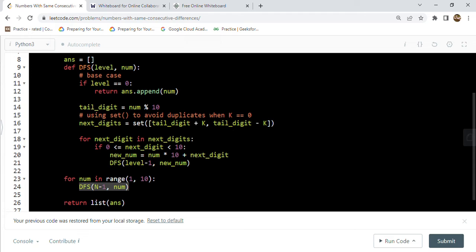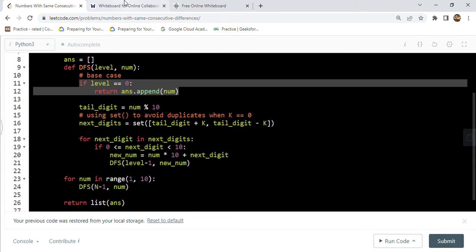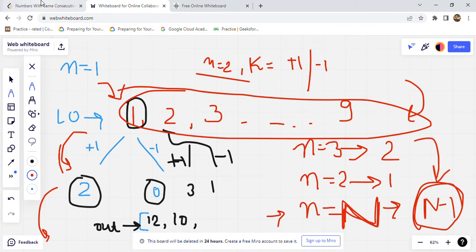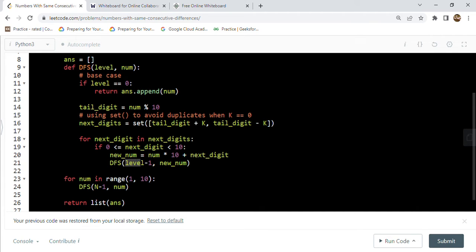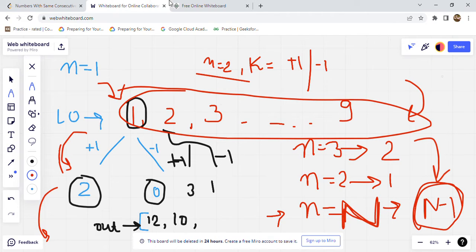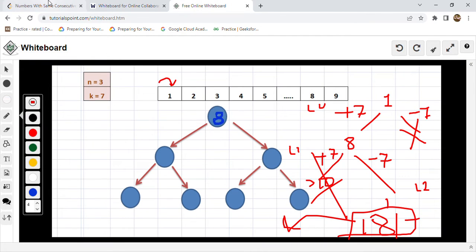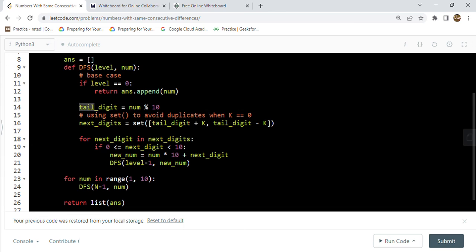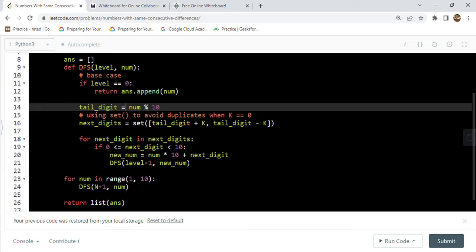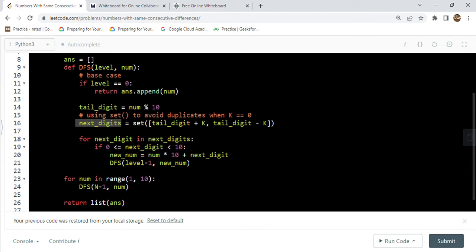calling DFS. Now if level is 0, if we reach the last level, we will decrement every time. In the recursive call we will pass level minus 1. So when level becomes 0, then we will append the number directly to the output list. Now if it is not 0, then first we will find the tail digit, the last digit, by taking the remainder. Now the next digit should be the last digit plus k or minus k.